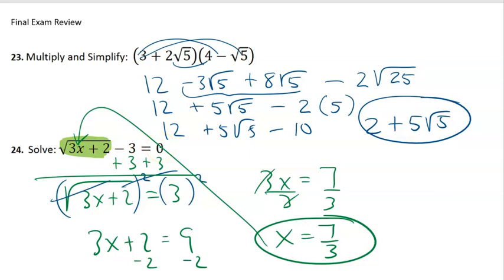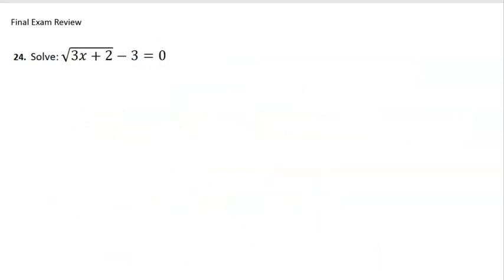The reason you need to check that is also for extraneous solutions. What if a negative 7/3 was our answer? Well, that would give me a negative 5 underneath here, and I can't take the square root of a negative number. So you must check those. Just like you can't have a 0 in the denominator, you're also not allowed to have a negative under a square root. All right, problem number 24.